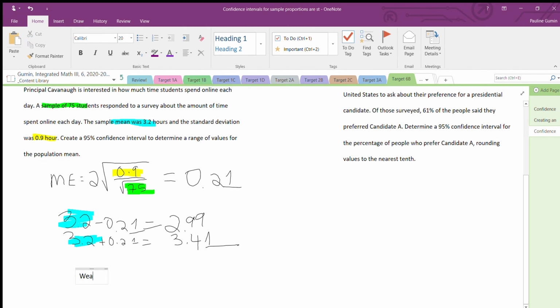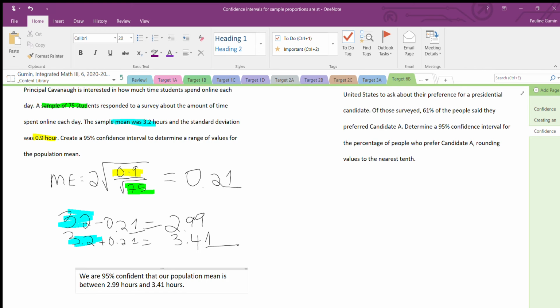We are 95% confident that our population mean is between 2.99 hours and 3.41 hours. So it's somewhere in between those two values based on the mean of the sample that was taken.